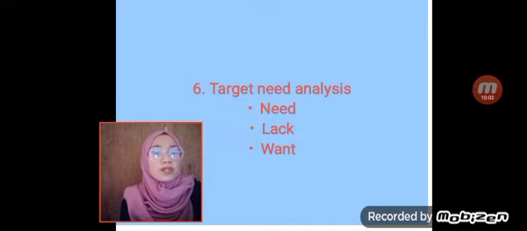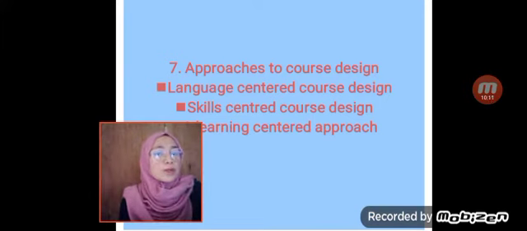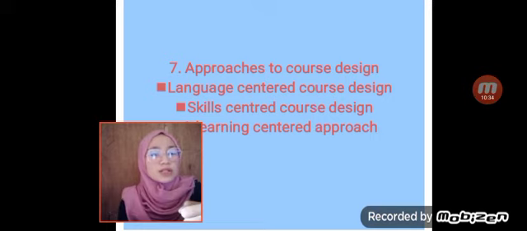And the last material, or the seventh material, is approaches to course design. Course design is a process in which raw data on learning needs are interpreted to produce an integrated series of teaching experiences. The purpose of course design is to guide learners to a certain level of knowledge. There are three main types of course design. The first is language-centered course design.